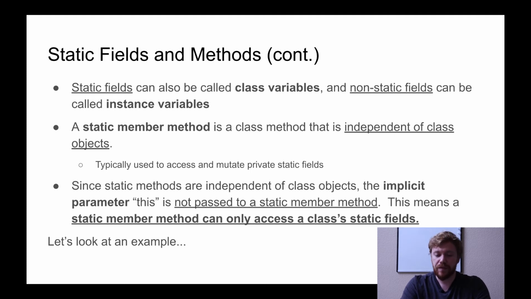A static member method is a class method that is independent of class objects, just like the static field. And so yeah, that brings up a good point, right? You can have static fields, but you can also have static methods. And static methods function very similarly to static fields. They are considered a class method. They're tied to the class name and not tied to each individual object of that class type. Not to say that each individual object of that class type can't use the static method. They can, just like a static field.